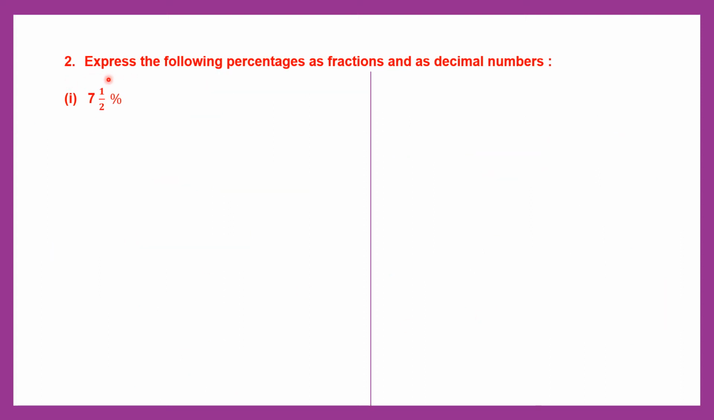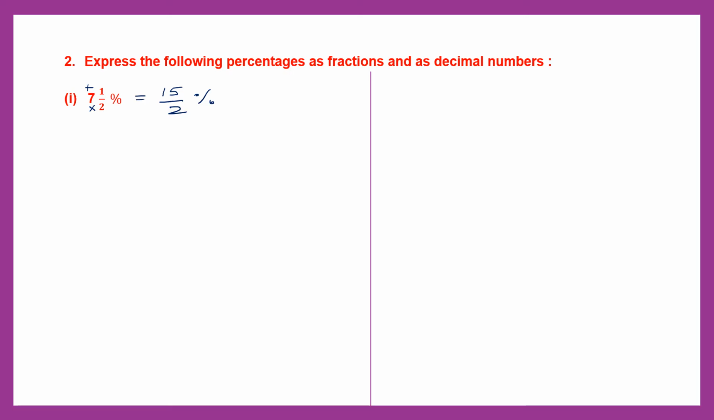Question 2. Express the following percentages as fractions and as decimal numbers. Now here we have a mixed number which is already in the percentage form. The percentage now we have to convert into fractions. Since this is a mixed number, we convert it to a fraction. The first step is to convert this mixed number to an improper fraction, and that we know how to do it, isn't it? 2 sevens are 14 plus 1 is 15. So this is 15 by 2%.